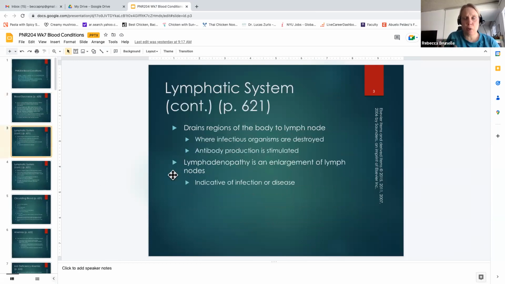So in addition to the bone marrow and the blood cells produced by the bone marrow, there's also the lymphatic system, which is the system that drains regions of our body. It's very important for the immune system. It's where antibodies are produced, and it includes both lymph nodes and the spleen. The spleen is the largest organ in the lymph system.